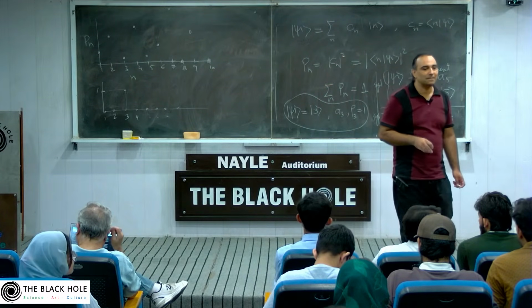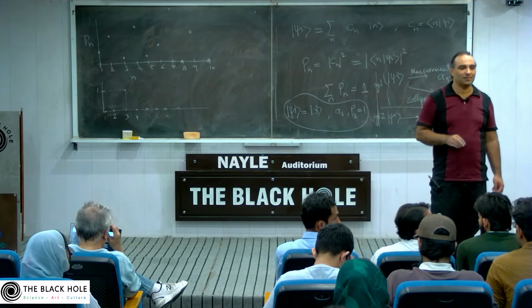Is there any physical difference between the original state and, in the case where only one of the eigenstates has unit probability, just that eigenstate? What do you mean by original state? Psi? Yeah, psi. Is there any difference between psi and state 3?